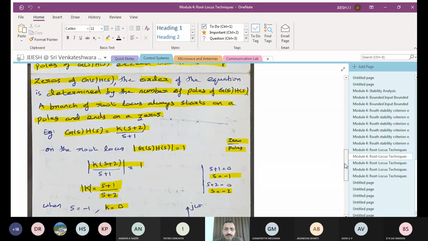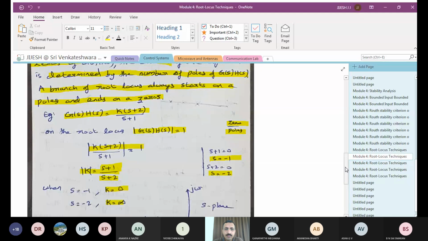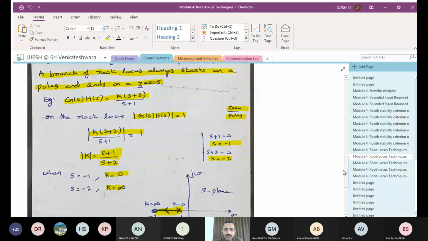I have told you that we can find the zeros and poles; we have discussed all these things before. Taking s+1 equal to 0, you get s equal to -1, and s+2 equal to 0 gives s equal to -2. For s equal to -1, substituting, you get K equal to 0. And for s equal to -2, you get K equal to infinity. So we get the roots for 0 and infinity.